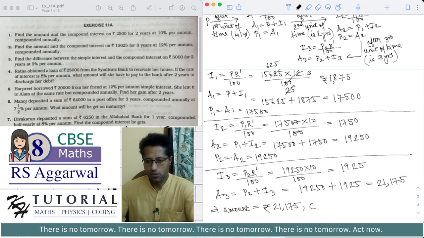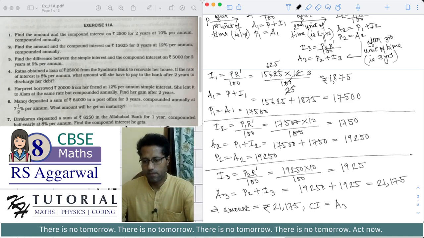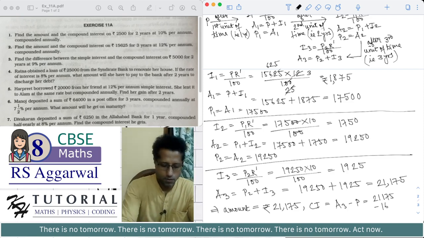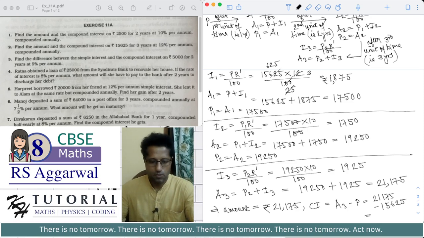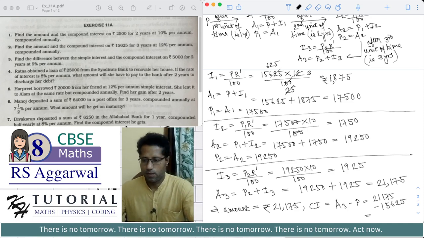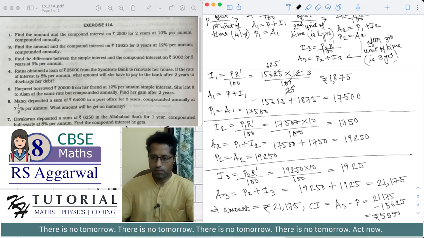21,175. And what is the compound interest? Compound interest is A3 minus P, which is equal to 21,175 minus the original principal, which was 15625. This is equal to 5550. So the compound interest is 5550.